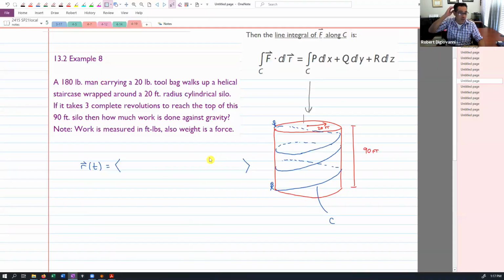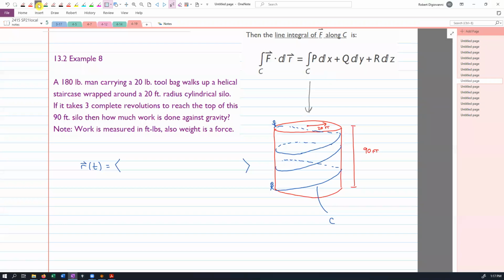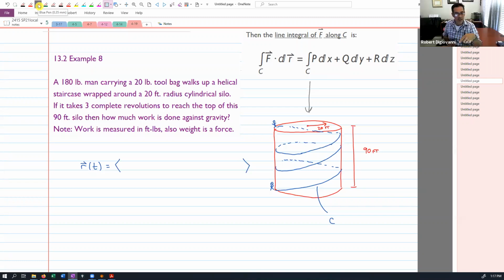So how do we draw circles? What do we use to draw circles? The X component is cosine of T and the Y component is sine of T. Exactly. Now that will draw us a circle of radius 1, right? We need a circle of radius 20. So we just put 20 cosine T, 20 sine T. So the number in front of the cosine and the sine just gives you your radius.